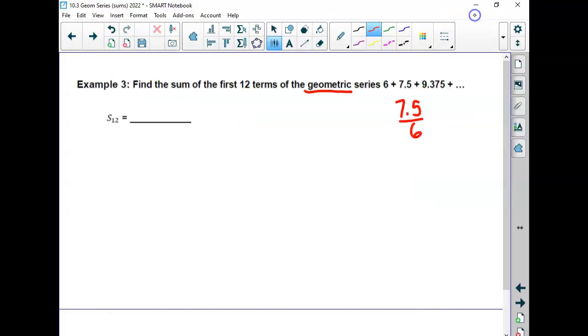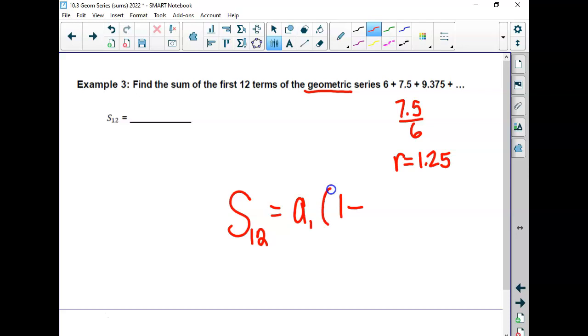We're multiplying. Our R is 1.25 or 5/4 if you wanted to do a fraction. We want the sum of 12 terms. Okay, so this is our fancy new formula. You would need the first, I'm going to write it out. The first term times 1 minus R to the n. Notice it's to the n, not the n minus 1 when you're finding the sum, okay? And then you divide by 1 minus R, and I'm going to put that extra parenthesis in there.